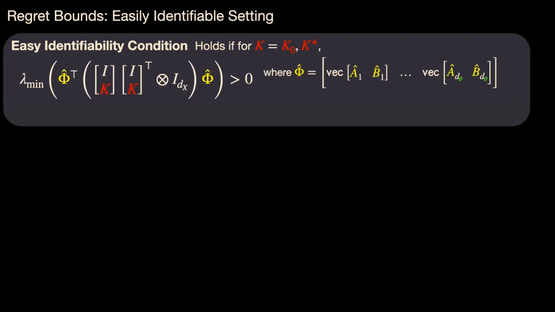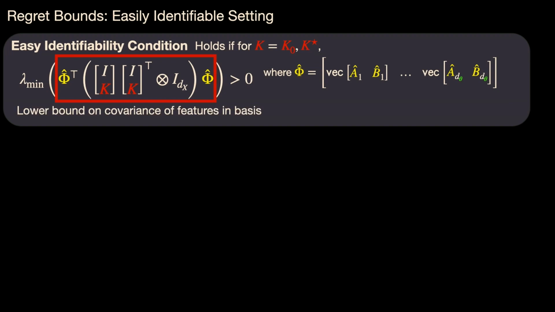We ask, is there a condition where we can guarantee a better improvement in the regret that we achieve? And to answer this question, we identify a condition known as the easy identifiability condition, which we say holds if for both our initial stabilizing controller and our optimal controller, the minimum eigenvalue of this matrix is greater than 0. Okay, so this matrix depends on our misspecified basis and also depends on the controller k.